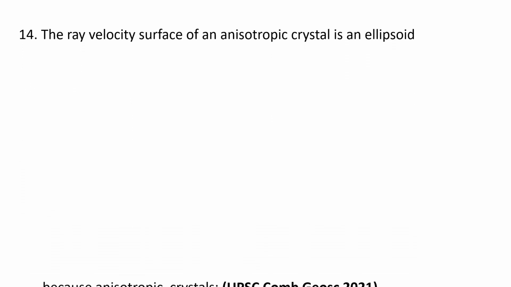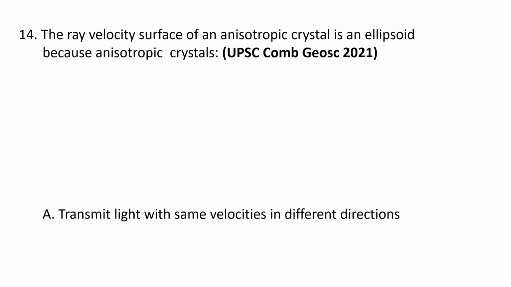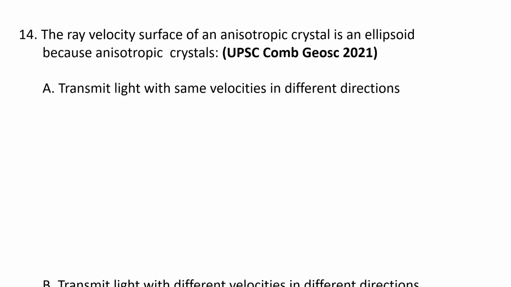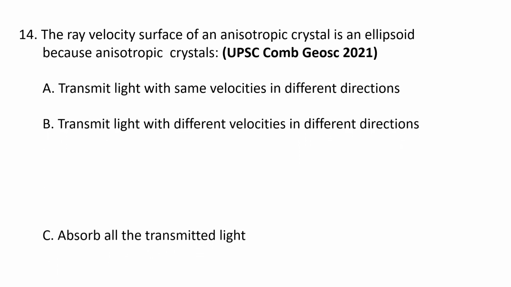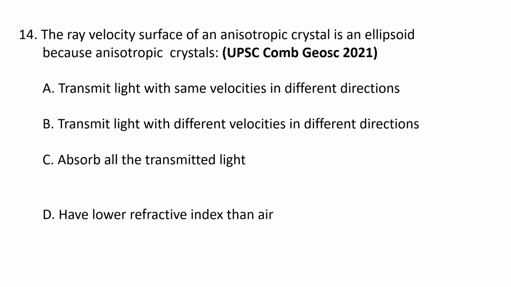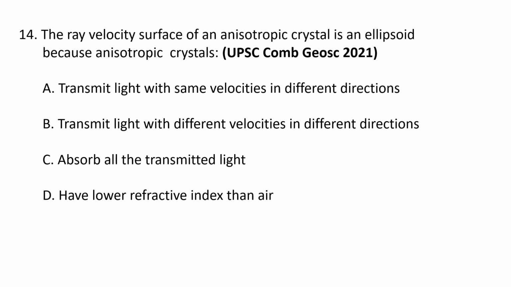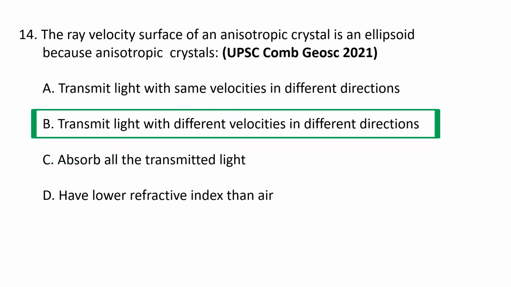Next question. The ray velocity surface of an anisotropic crystal is an ellipsoid because anisotropic crystals: A. Transmit light with the same velocities in different directions. B. Transmit light with different velocities in different directions. C. Absorb all the transmitted light. And D. Have lower refractive index than air. So the correct answer is B. They transmit light with different velocities in different directions.